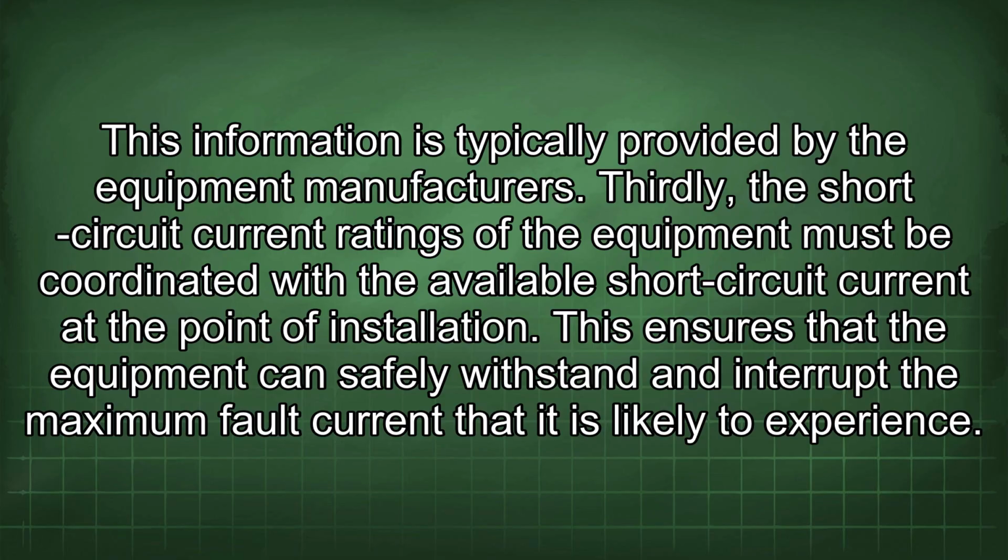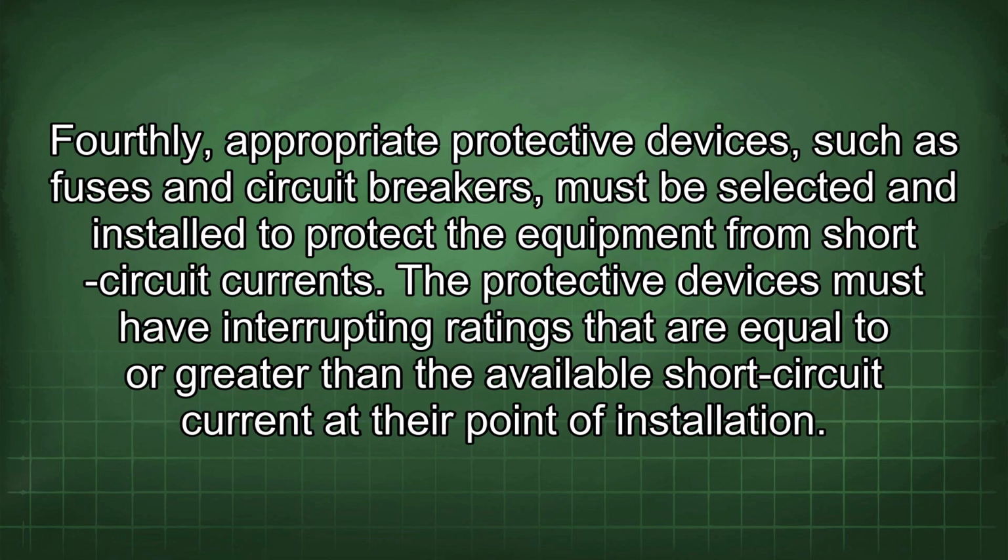Thirdly, the short-circuit current ratings of the equipment must be coordinated with the available short-circuit current at the point of installation. This ensures that the equipment can safely withstand and interrupt the maximum fault current that it is likely to experience. Fourthly, appropriate protective devices such as fuses and circuit breakers must be selected and installed to protect the equipment from short-circuit currents. The protective devices must have interrupting ratings that are equal to or greater than the available short-circuit current at their point of installation.